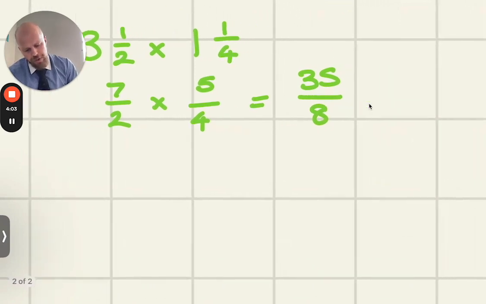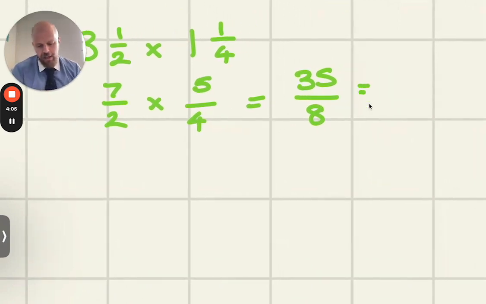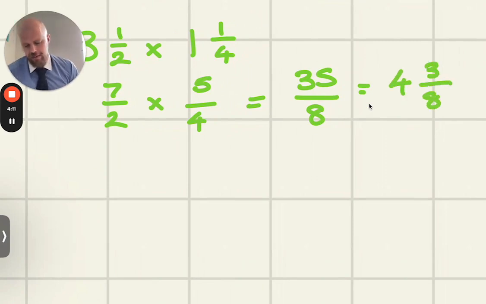And if you want to, of course, you can change it to be a mixed number as well. 8 times 4 is 32, so I have 4 3/8 remaining. Let's do one final one now with division.